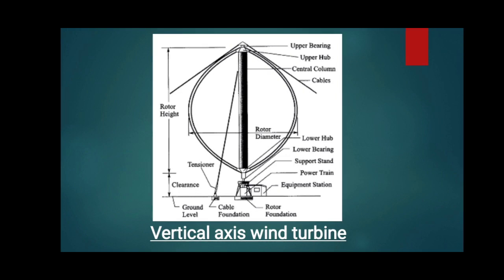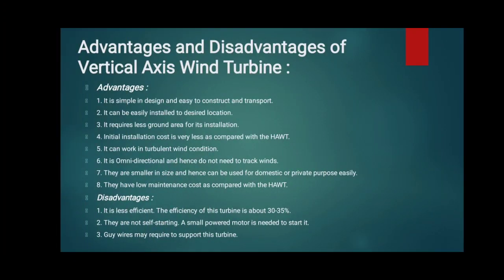Let's see the advantages of vertical axis wind turbine. First, it is simple in design and easy to construct and transport. It can be easily installed to desired location. It requires less ground area for its installation. The initial installation cost is very less as compared with that of horizontal axis wind turbine. It can work in turbulent wind conditions.